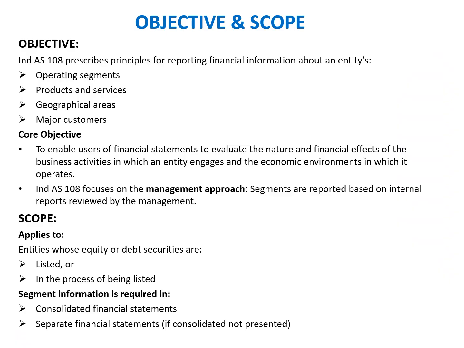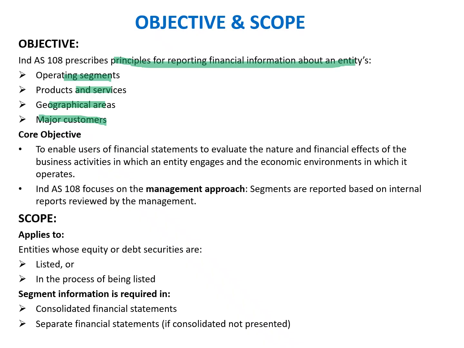Okay, so the first slide is the objective and scope. We'll quickly touch base on it. The objective of Ind AS 108 is to prescribe the principles for reporting the financial information about an entity's reporting operating segments, products and services, geographical areas, and major customers. While all these are requirements, they include the mandatory reporting of operating segments, and we'll look at the definition of operating segment in an upcoming slide. Products and services are the key mandatory disclosure, which is an entity-wide disclosure, along with geographical areas and the major customer.